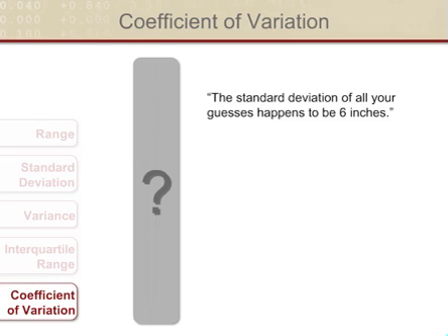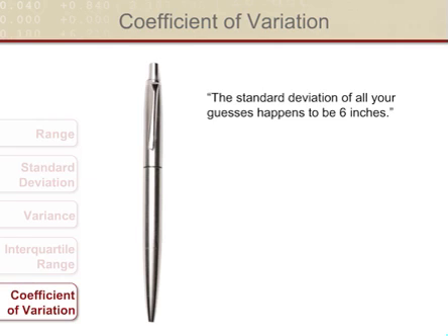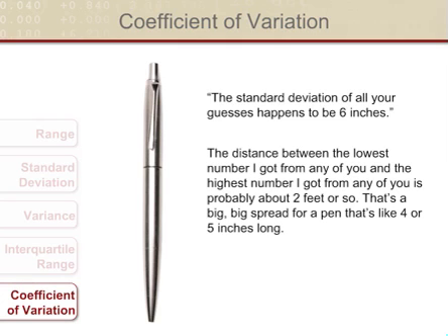Well, if I were asking you how large is my pen, 6 inches for a standard deviation is monstrous. That means that easily the distance between the lowest number that I got from any of you and the highest number I got from any of you is probably about 2 feet or so. That's a big spread for a pen that's like 4 or 5 inches long.